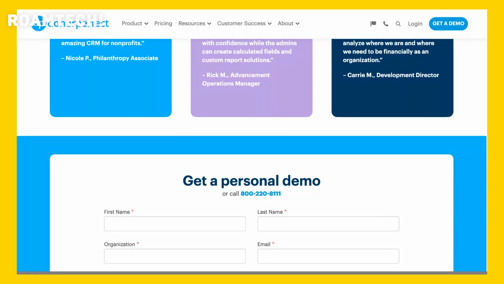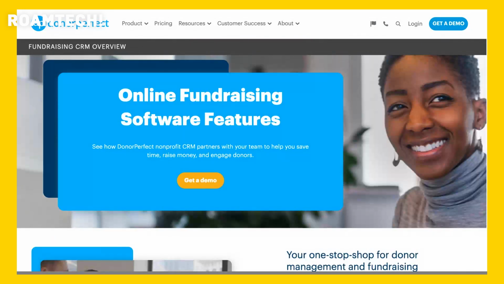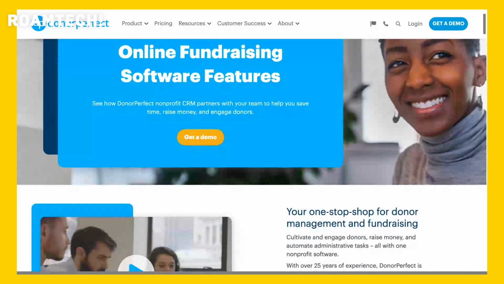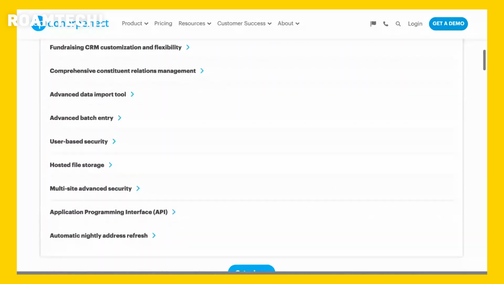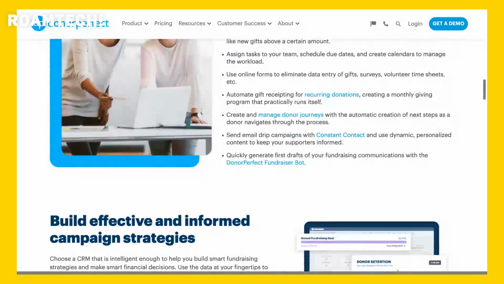Their website provides details on their various pricing plans and features. DonorPerfect positions itself as a comprehensive solution offering robust functionality without the complexity of some larger CRM systems. They emphasize ease of use and a focus on helping nonprofits maximize their fundraising efforts. They claim to offer transparent pricing with no hidden fees, although specific pricing details are available on their website. Availability is widespread, catering to organizations across the globe.